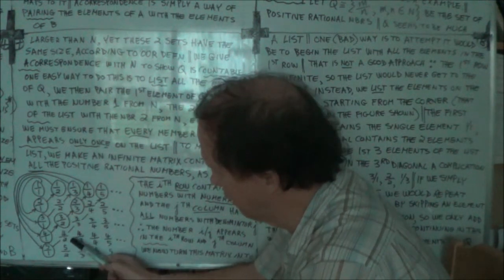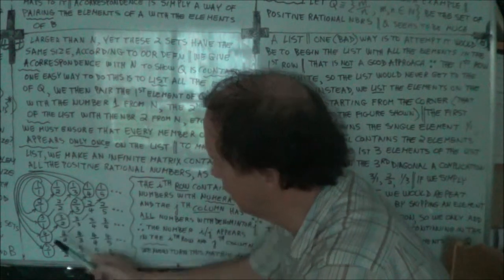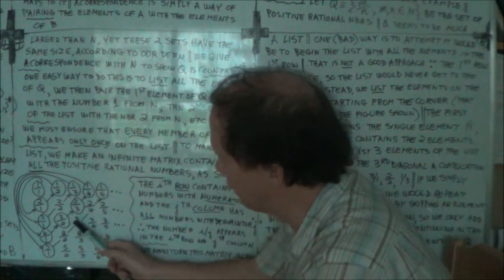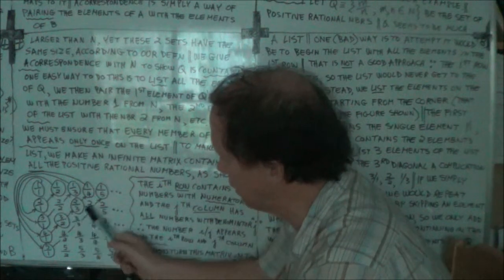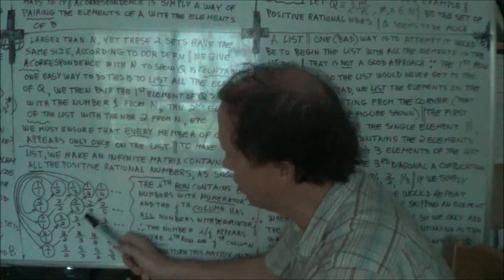Why is it not added? Well, because it has the same value as 2 over 1. This one has the same value as 1 over 1. So it's not added. This one has the same value as 1 over 2, which is this one. So these three are not added.